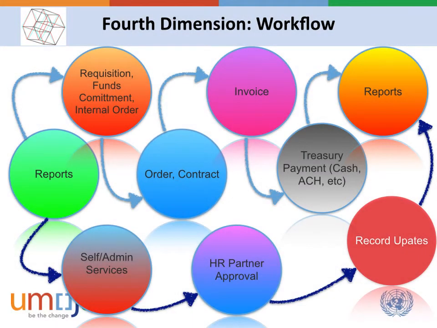And the fourth dimension is the workflow. If I take the process pattern and put it on the actual transactions, you will have transactions such as requisitioning, order, invoices, and treasury payments. And on the extension side, you will have self or administrated services, the HR partner or respective partner approval, and the record updation. And if you look closely, most of the transactions in these patterns do have workflow.